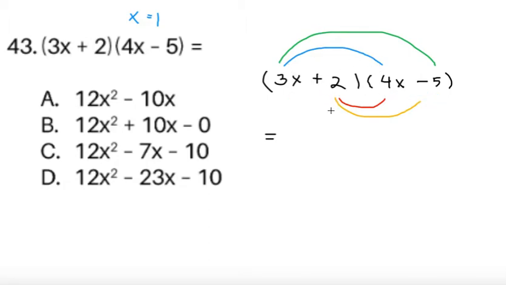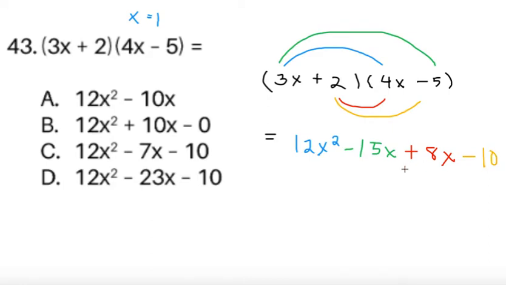So multiply out the blue. 3x times 4x, that's going to give you 12x squared. So we're done with the blue. Let's go to the green. 3x times 5, that's going to give you 15. And the sign is minus, so we write minus 15x. The red part, 2 and 4x, they have a product of 8. The sign is plus, so we use plus 8x. And then finally, for the yellow part, 2 and 5, they multiply to be 10. The sign is minus, so I'm just going to write minus 10.